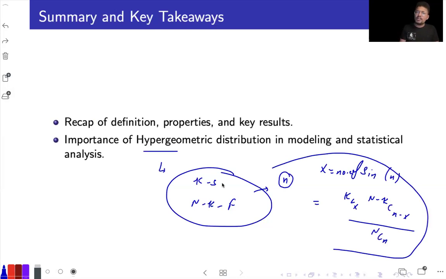So that's what you have to understand about the hypergeometric distribution, and you can practice a lot of problems that will give you an idea of how to apply it. I hope you're able to understand the concept of hypergeometric distribution. So that's all in this particular lecture.